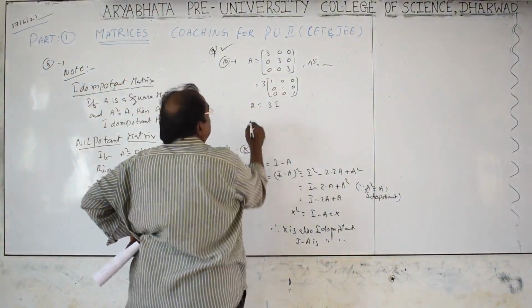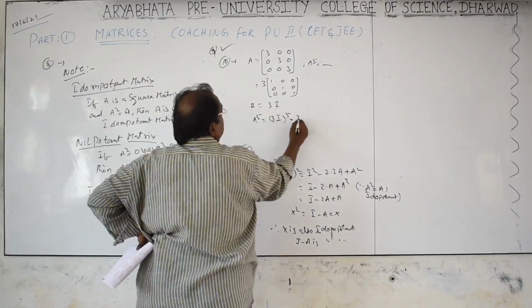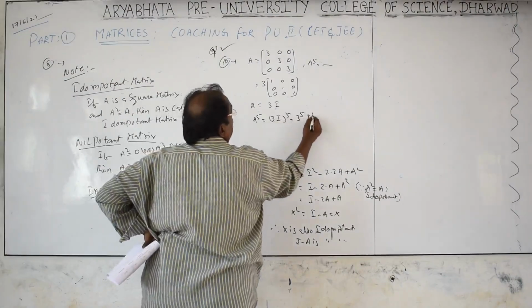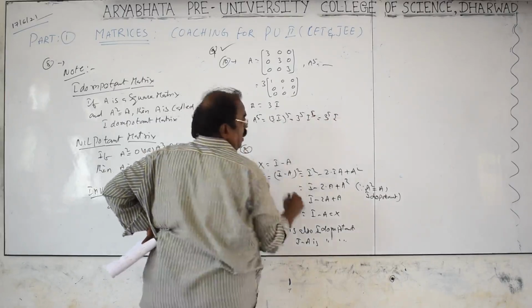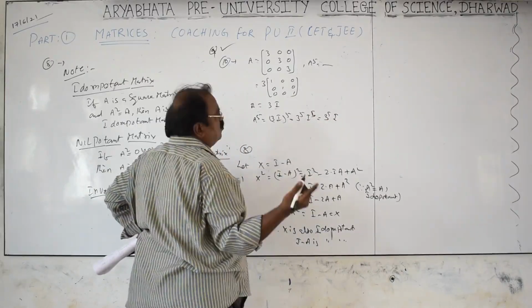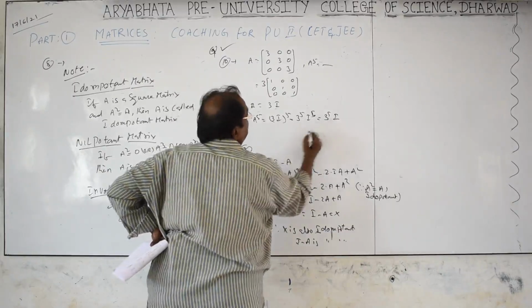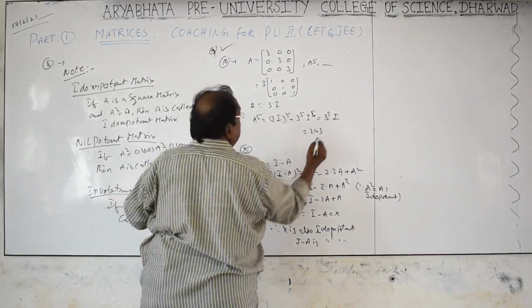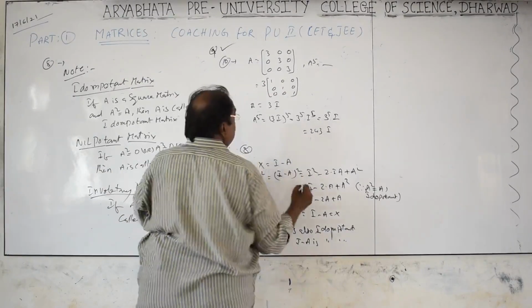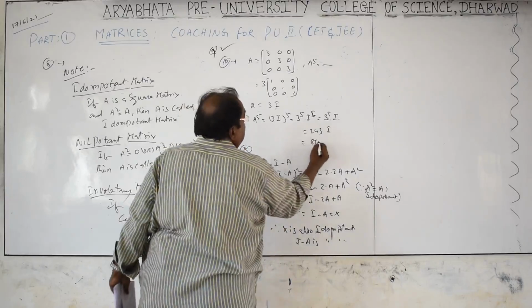What is A? 3I. Then A power 5 is 3I whole power 5, that is 3 power 5 into I power 5. I power any index is I; I power 100 also is I. So 3 power 5 is 243, I think. 243 I. Okay? 243 I means it is 81 into 3.